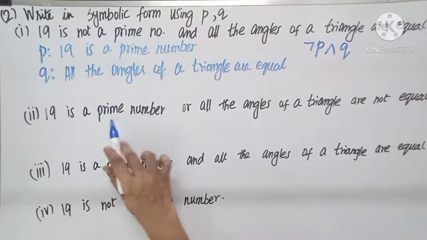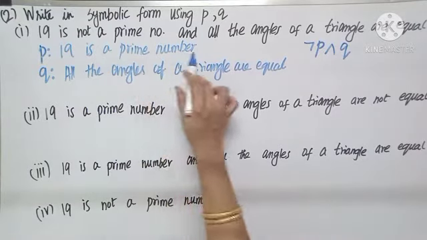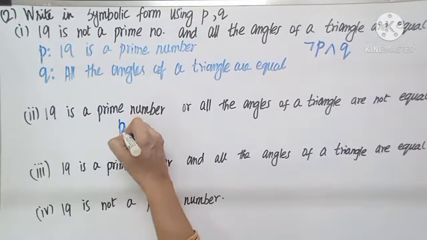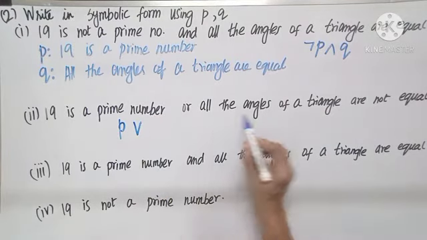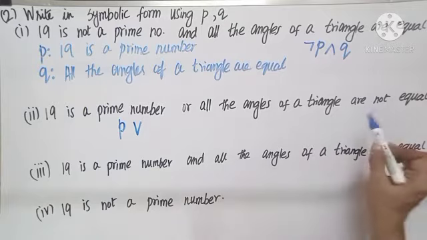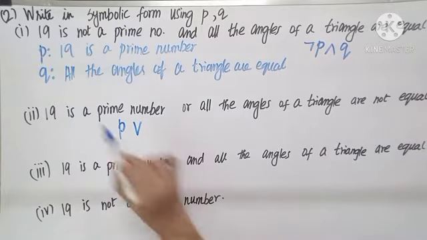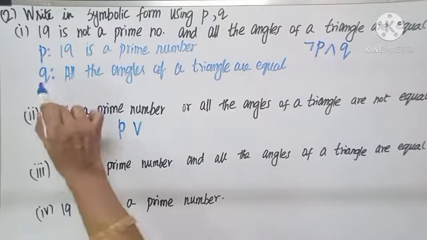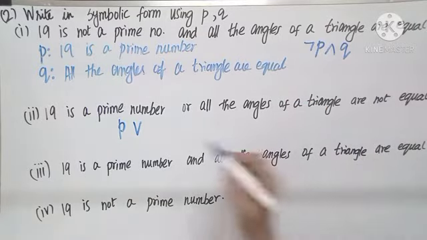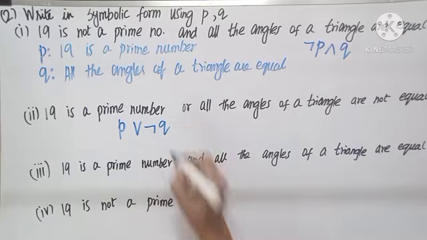The second subsection. 19 is a prime number, P. Or, so put the or symbol. All the angles of a triangle are not equal. We have taken all the angles of a triangle are equal as Q. Not equal tells me not Q.